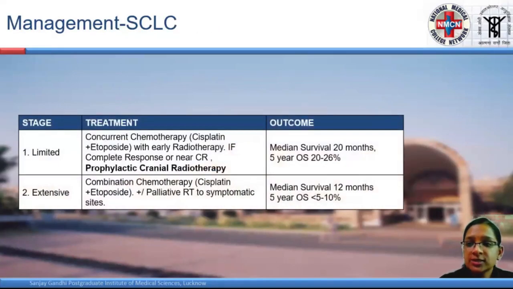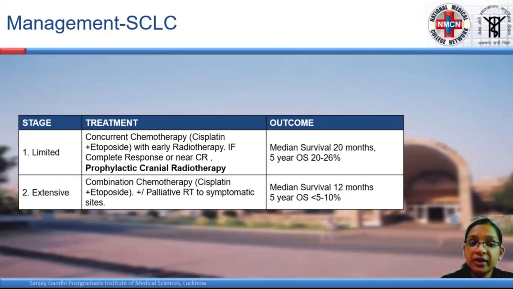Coming to the management of small cell carcinoma, based on staging, if it is limited, then chemoradiotherapy. Concurrent chemoradiotherapy means cisplatin plus etoposide and early radiotherapy. And if there is complete or near complete response, then we should go ahead with prophylactic cranial radiotherapy. If it is an extensive disease, then we should give combination chemotherapy, which includes cisplatin plus etoposide. Based on the patient's symptoms, we can offer palliative radiotherapy.